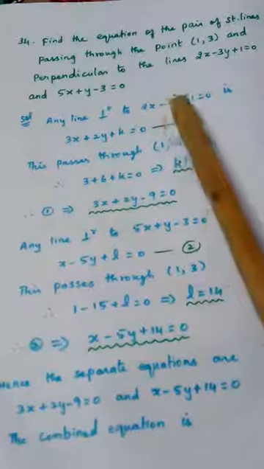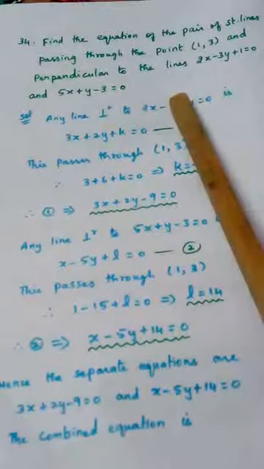Again I repeat, first interchange the numbers 3x, 2y. Change the symbol of y, it becomes plus. Change the constant term. So what is this equation? This is a straight line which will be perpendicular to this. Yes or no? But the pair of straight lines pass through 1, 3. Therefore this will also pass through the point 1, 3.